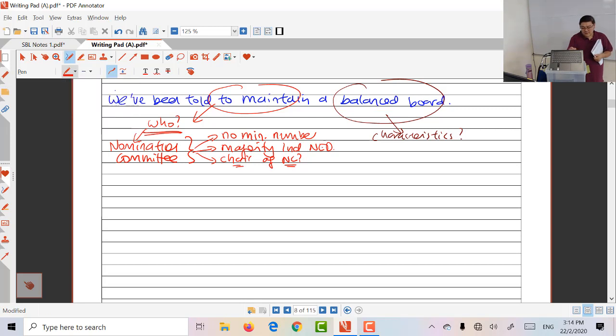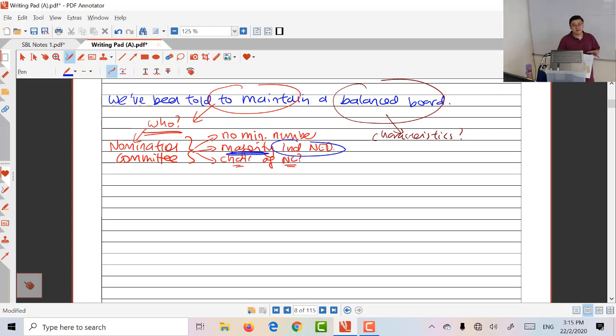Now, when the code says majority can be independent, right? Instead of using majority, usually the code will use a different word. I think you have learned this, right? Normally when you talk about the membership in a committee, they don't use the word majority. It's a very simple three-letter word. The word is all. A-L-L. All.